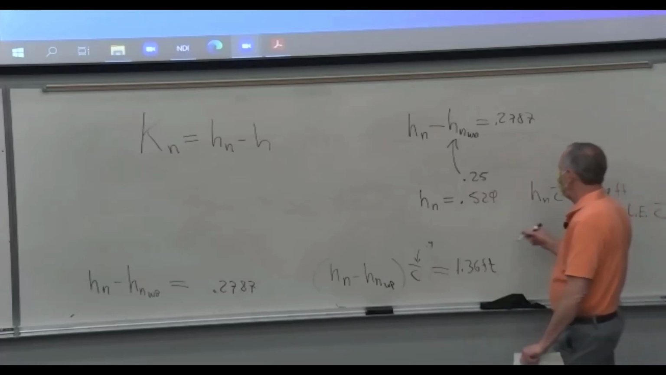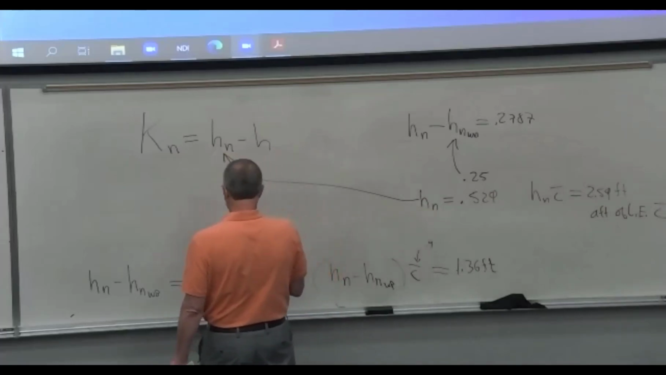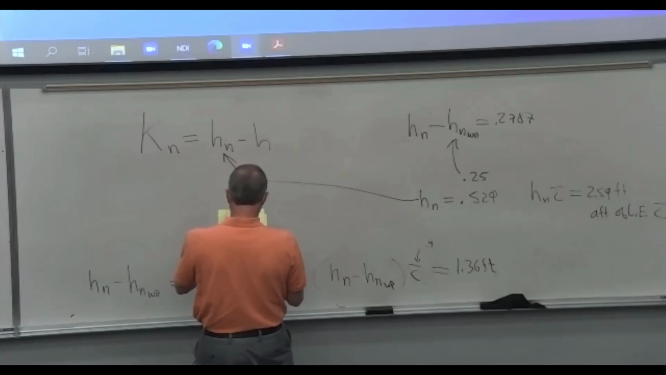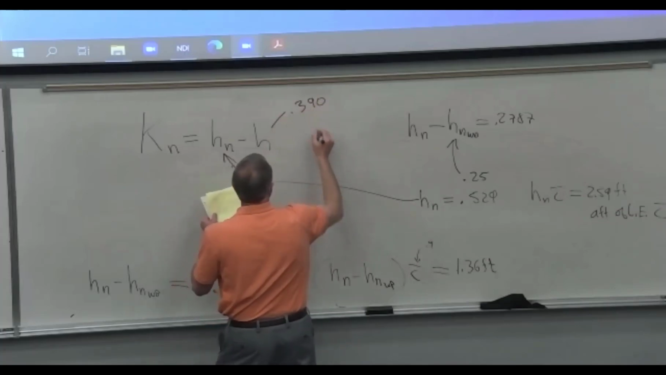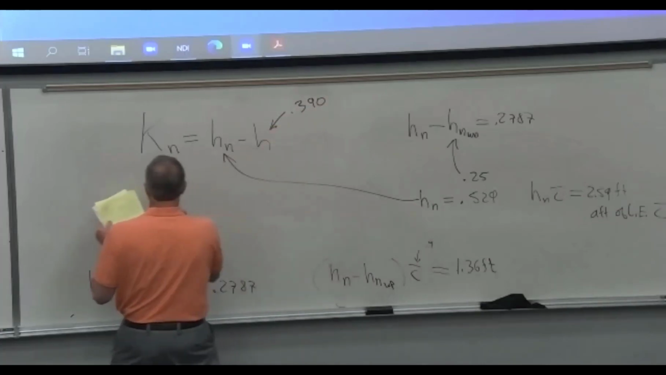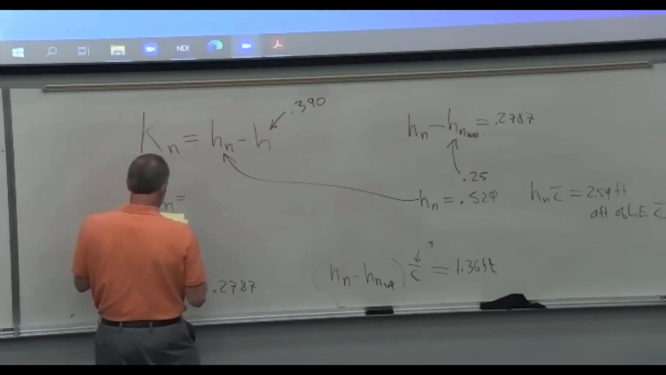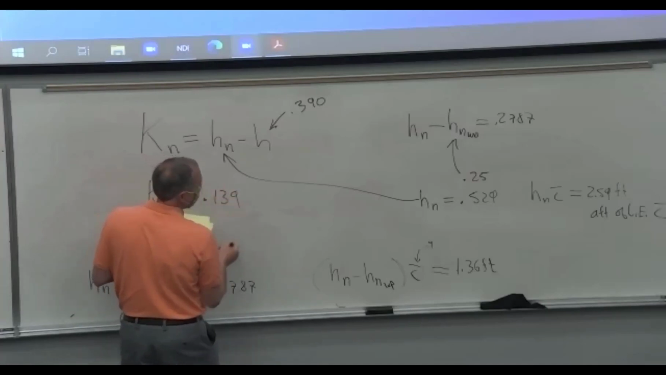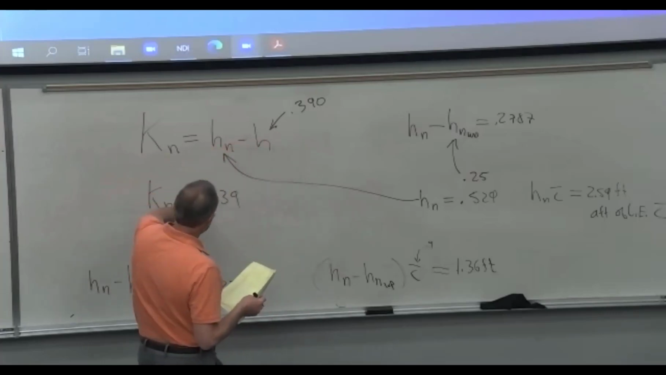So once we've got that, then we can plug that here. And the CG location we were given, right? Yeah. CG was 0.390, again, reference to the leading edge. So both of those are reference to the same axis. So then Kn is 0.139. So I'm subtracting, does that look right? 0.529 minus 0.390 looks good.